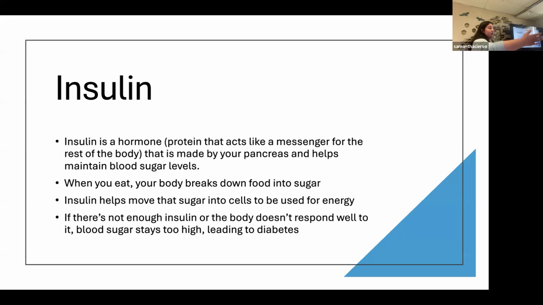Yeah, you can't take the sugar in, right? So you can't take the sugar in and your body doesn't respond well. If there's too much sugar around, you can have damage to other organs. Okay. Any questions? Okay. Anyone have questions online so far?